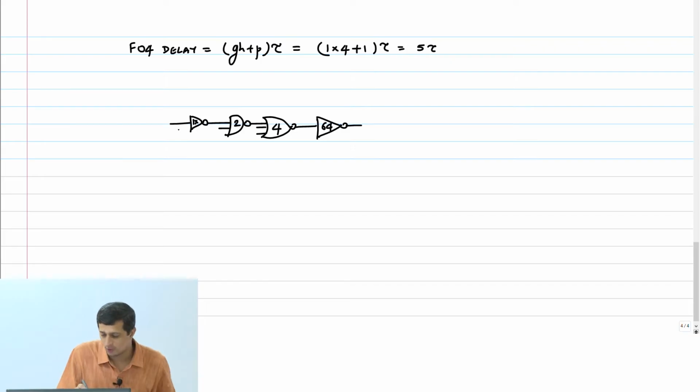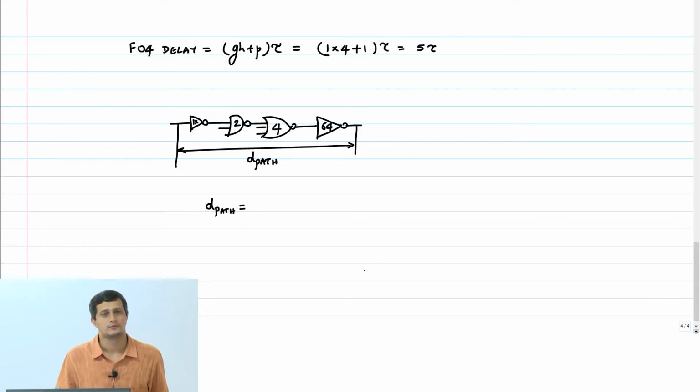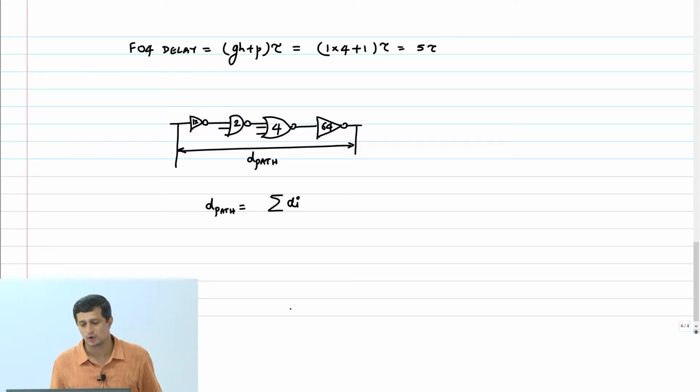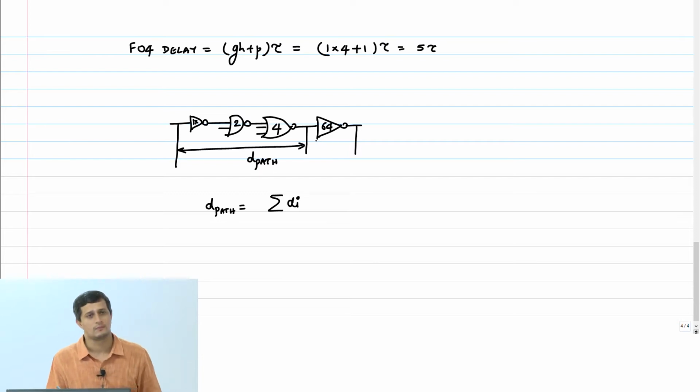So what I want you to do is now calculate the delay of this path, D path. D is simply the summation of the independent delays. There are 4 delays here that I have to calculate. I will not calculate up to the last one, I will calculate only up to here, because otherwise I need to know the load there. Only three gates I want to calculate.